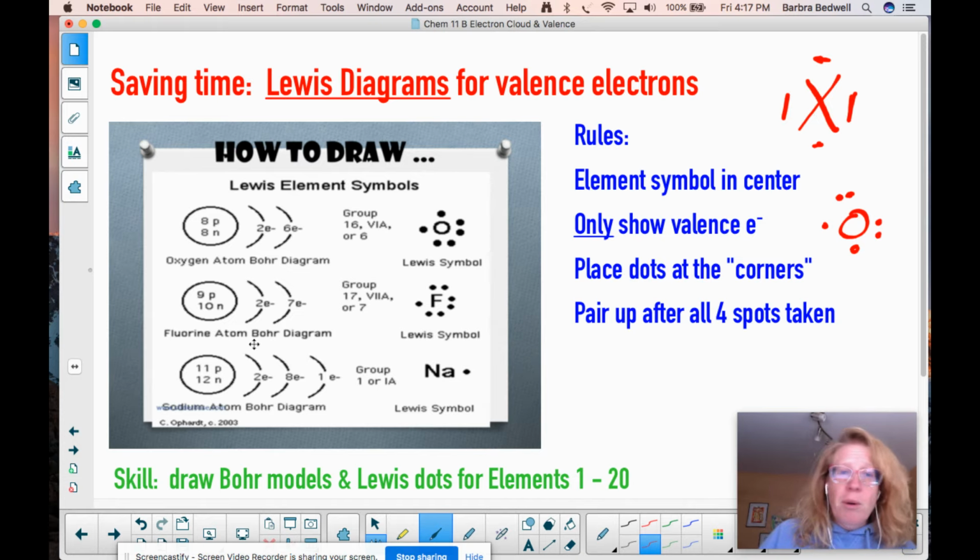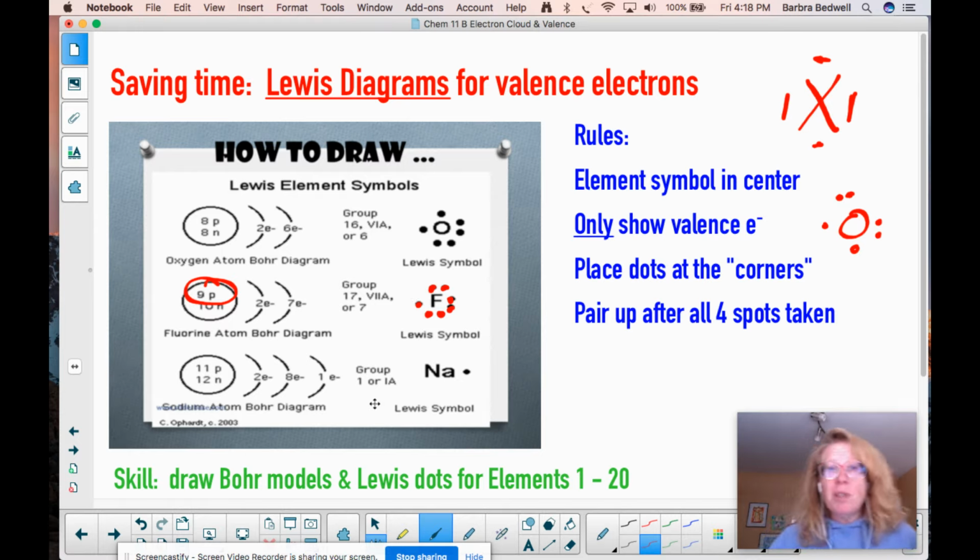If we're drawing fluorine, for example, fluorine has a total of 9 electrons. 9 protons means 9 electrons to start, 2 in the first energy level, and then the 7 remaining ones go in the second energy level. And you can see here's the Lewis structure for fluorine. Our symbol goes in the middle, and then we've got our 7 valence electrons around it. So 1, 2, 3, and 4, and then 5, and then 6, and then 7. So I've only paired up some of them, and there's one that doesn't have a partner.